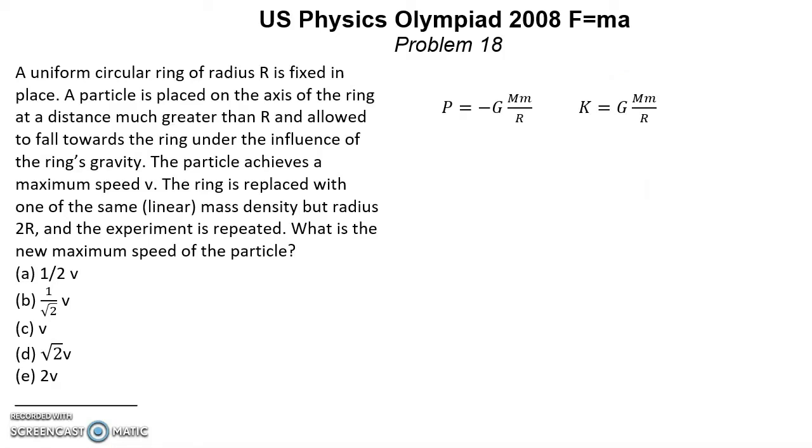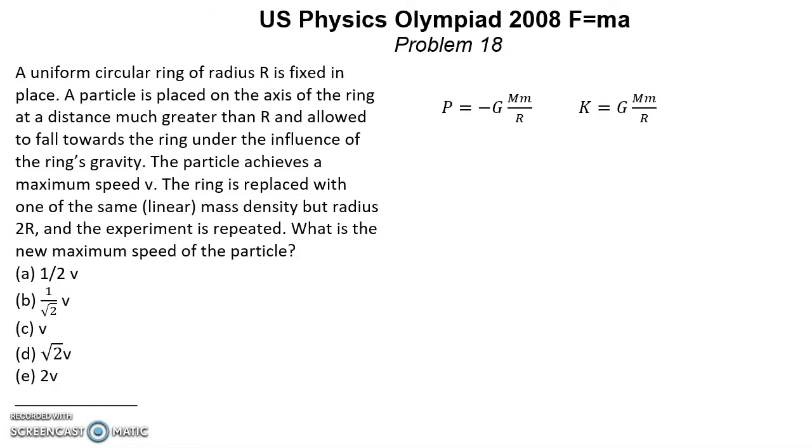It means that this particle will get kinetic energy equal to the difference of potential energy, K equal to the positive expression for potential energy. Now let's see what happens if we have a double ring with the same linear density and repeat this experiment. If we double the radius with the same linear density, the total mass of the ring will double, but the distance from the center of the ring will double too.